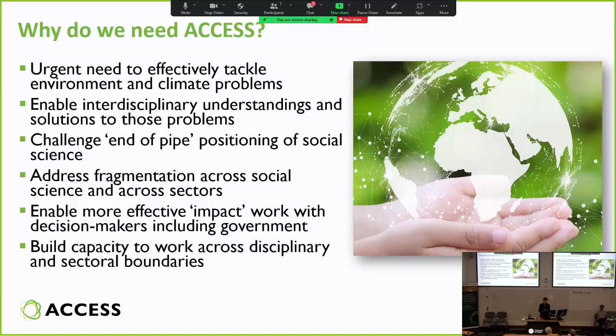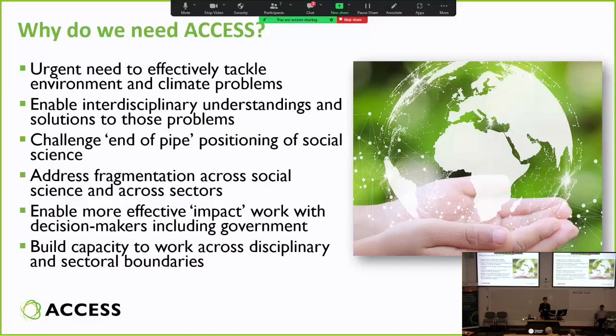But of course, we need the social sciences to move up that pipe and to be involved in framing the question from the start. And that's something that we've seen seldom, but there are plenty of good examples around, and that's what Access is trying to enable as well.